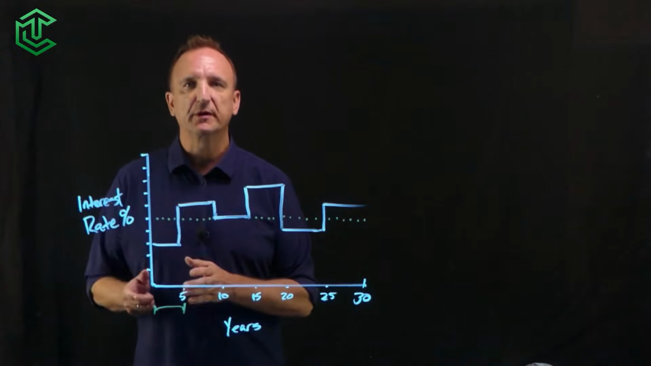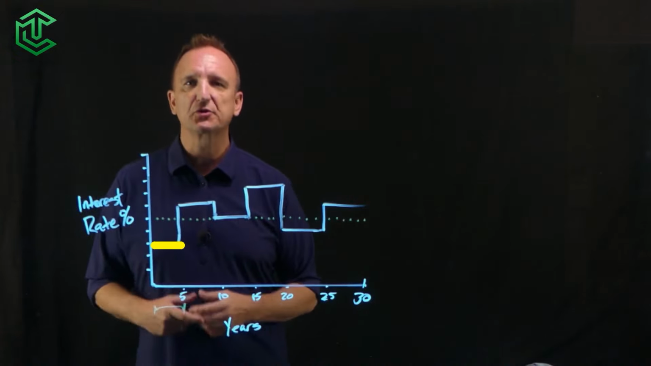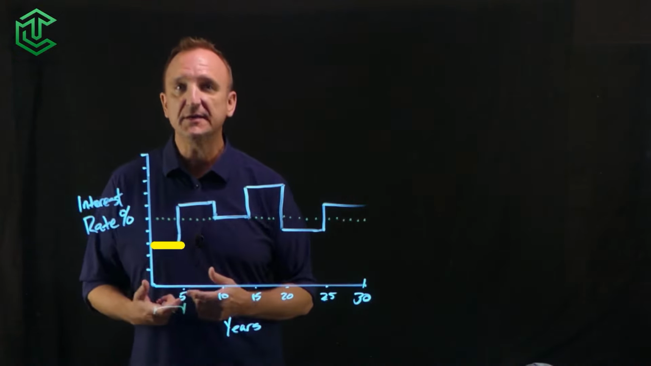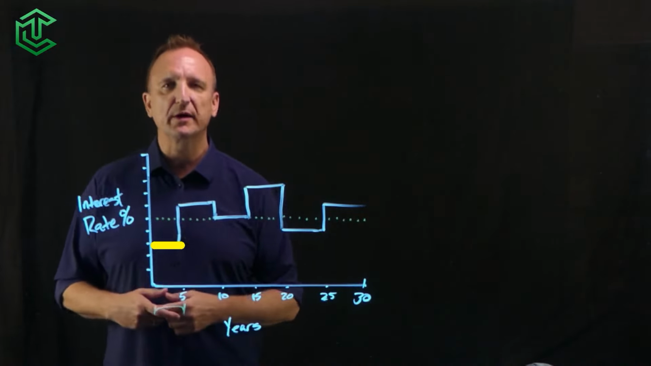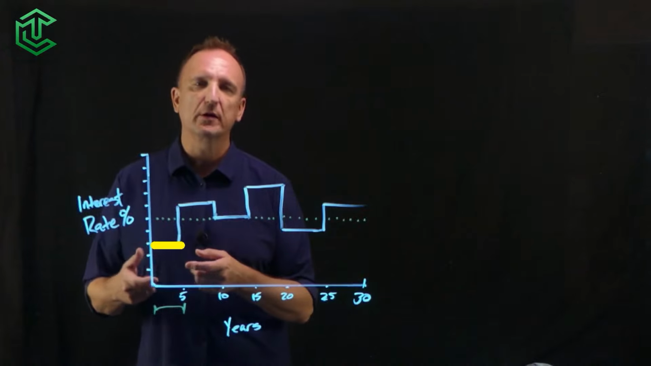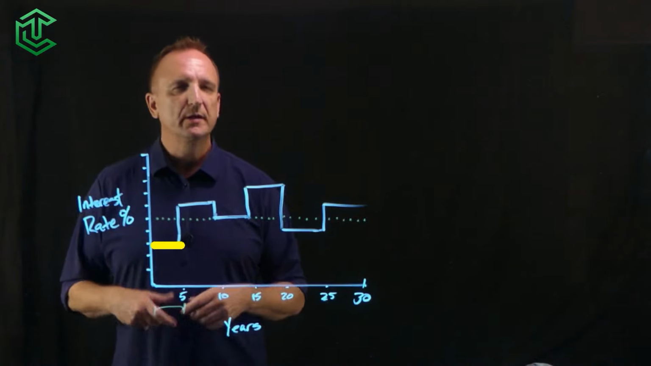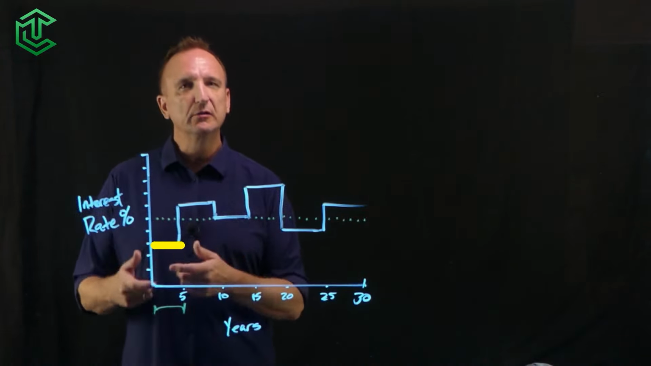Now, the first adjustment happens after the initial interest rate or the teaser rate. They call it a teaser rate because that initial interest rate is typically the lowest that the rate will ever be during the life of the loan. So they're kind of teasing you with a low initial rate.